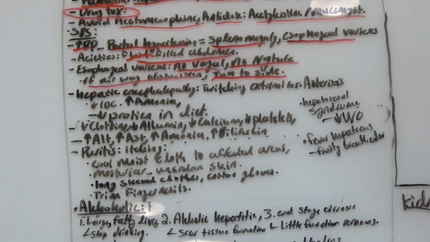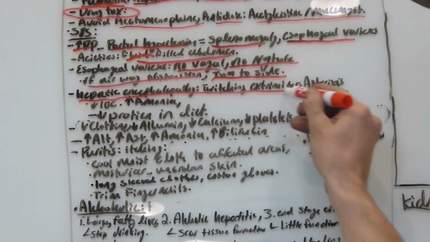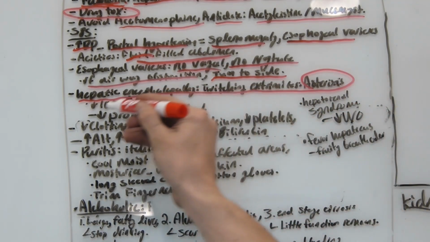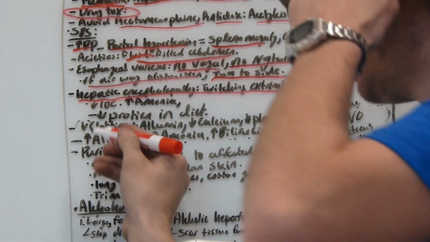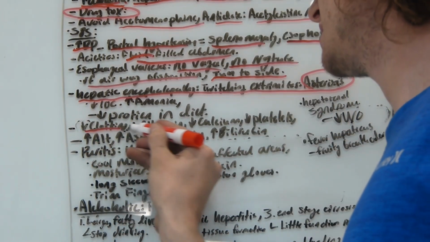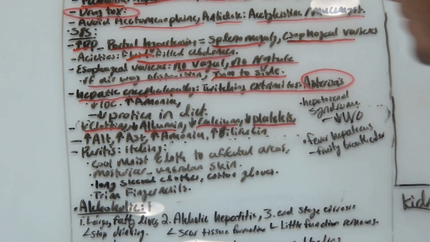Now, hepatic encephalopathy, as we were talking about earlier, that's that twitching, asterixis. We're going to have a decreased LOC, increased ammonia, and we also want to decrease the protein in that diet. Now we're going to have decreased clotting factors, decreased albumin, decreased calcium, and decreased platelets. So think about it, like we said earlier, it makes albumin, bile, and clotting factors. So decreased clotting, decreased albumin, which also means decreased calcium.